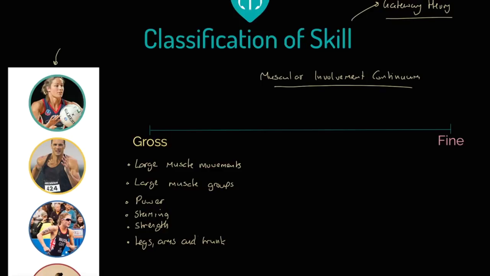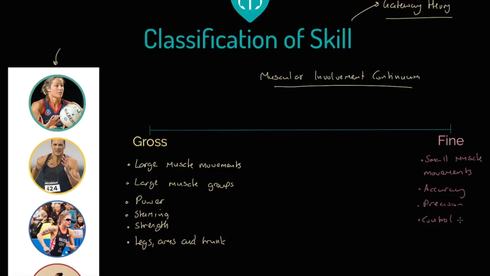Now, fine skills are really quite different. With fine skills, we're talking about a different notion. We're talking about skills which involve small muscle movements. We're talking about skills which are based on accuracy and precision. One of the things I really like to say is about control, skills which involve control.